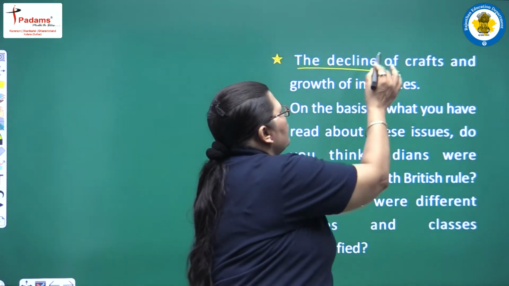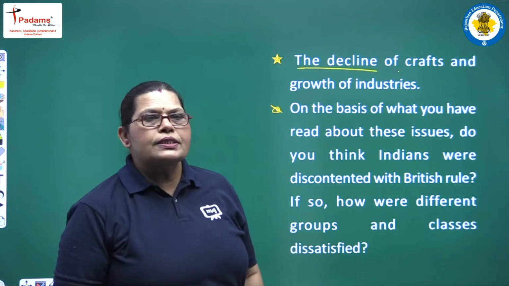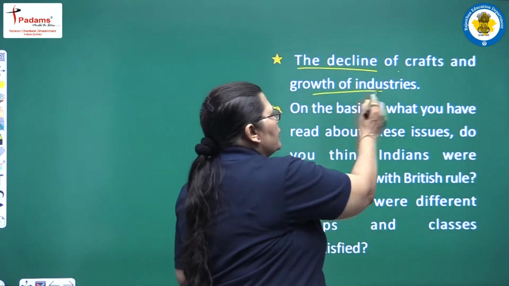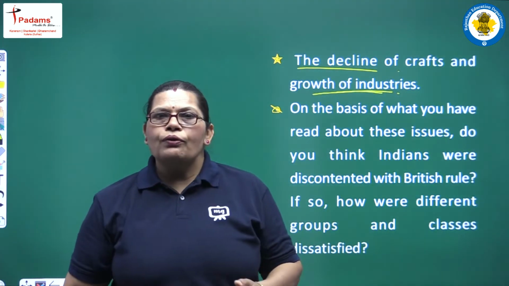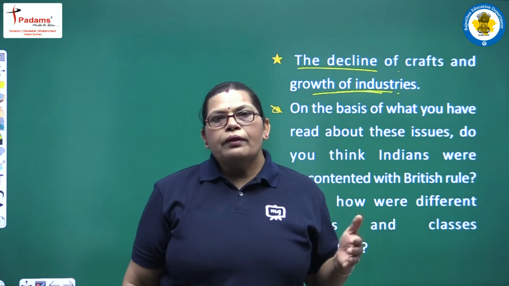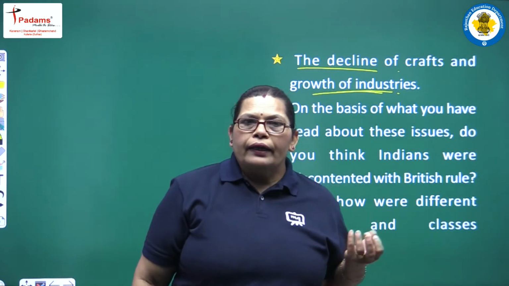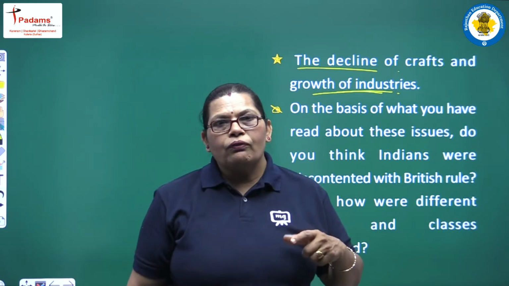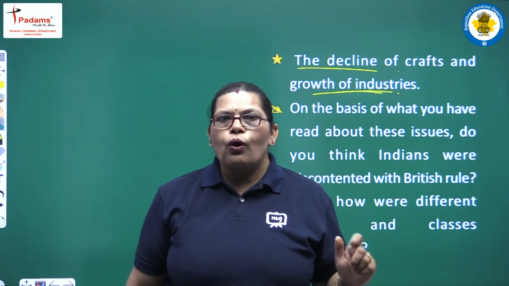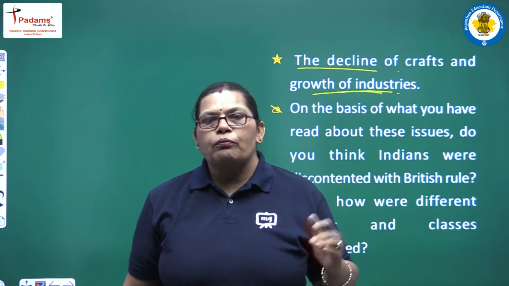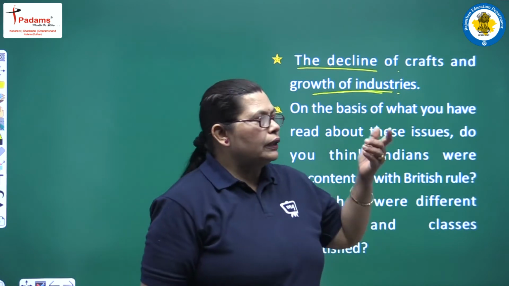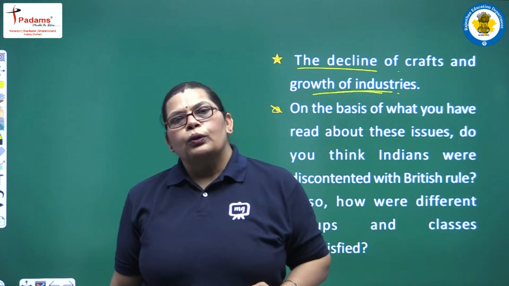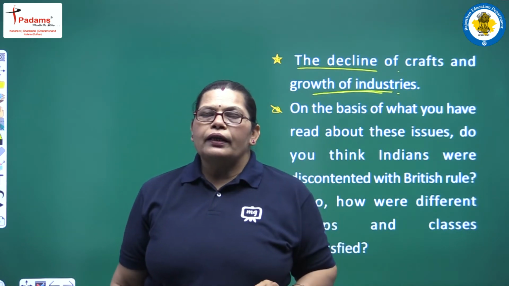We have the main things also about industries, students: the decline of crafts and growth of industries. We had studied how in the First World War, the Britishers only took iron and steel from India for their own use, but what happened after the First World War? Europe needed more iron and steel, and at that time the Britishers moved from India to them and supplied material to the persons who were using material in the First World War.